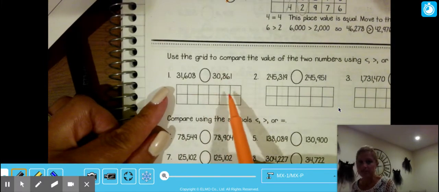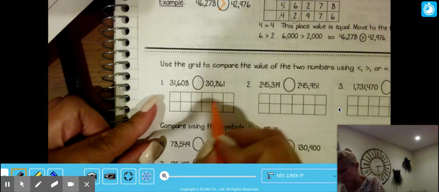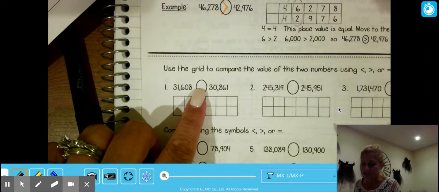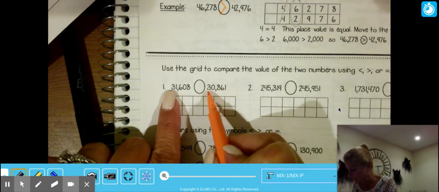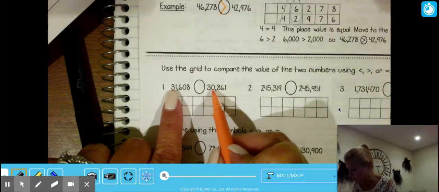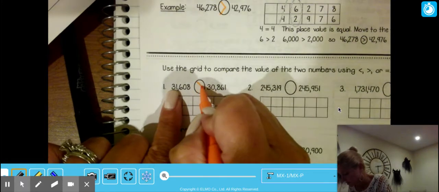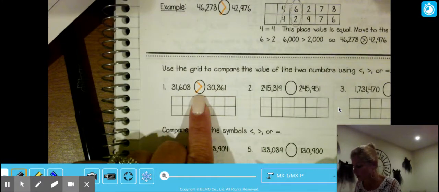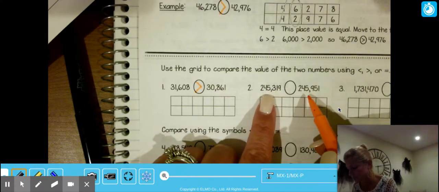Let's try some more. So here they're giving us a grid, so we can use that grid if we want to. If you don't want to use the grid, then don't. That's fine too. As long as you have the symbol in that little circle, that's all that I care about. So let's take a look. We have a 3 and a 3. Can't do that spot. And then I have a 1 and a 0. What's bigger, a 1 or a 0? A 1. So that makes 31,608 greater than 30,861. Let's move on to number 2.